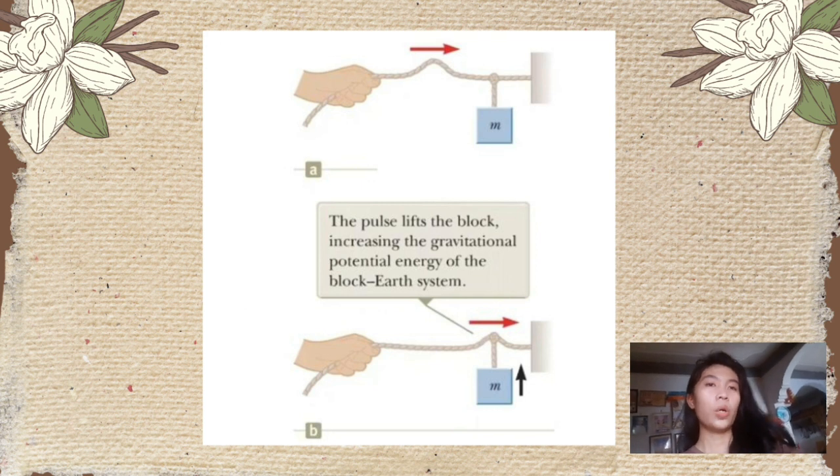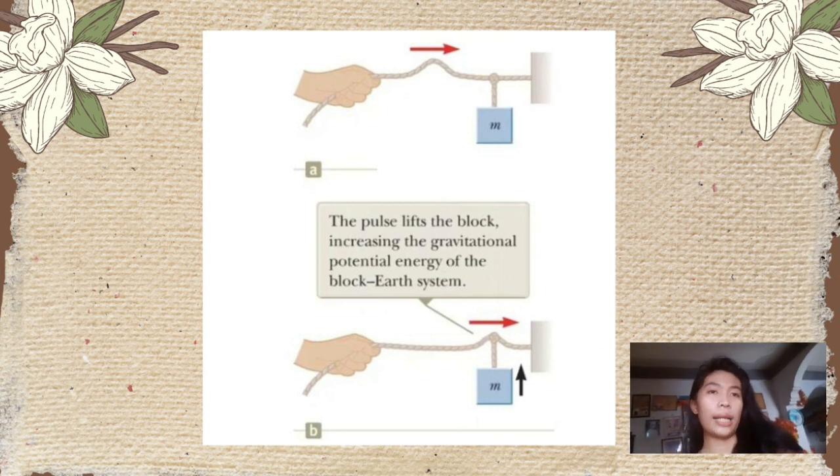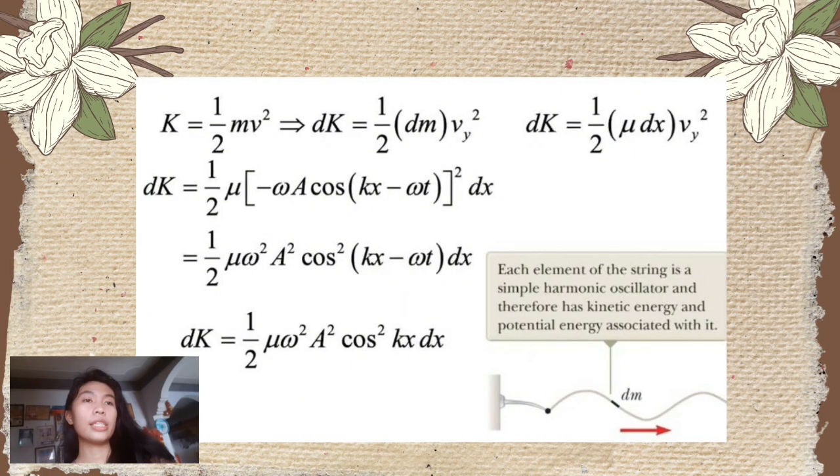So, if we send a pulse down this string, we know that there's energy in it because it's able to lift this mass. The pulse lifts the block, increasing the gravitational potential energy. Each element of the string is a simple harmonic oscillator and therefore has kinetic energy and potential energy associated with it. The kinetic energy is 1/2 mv squared.